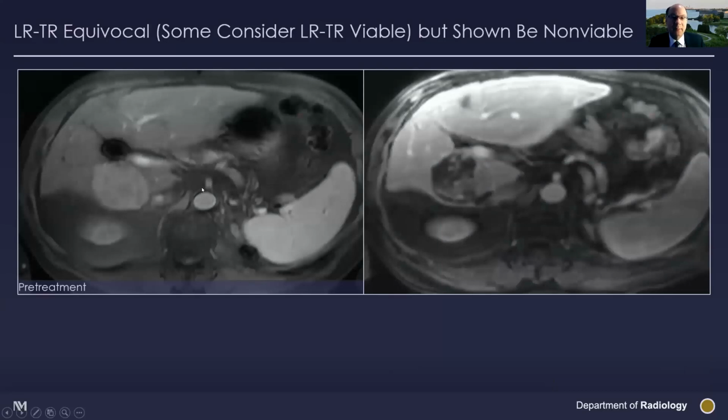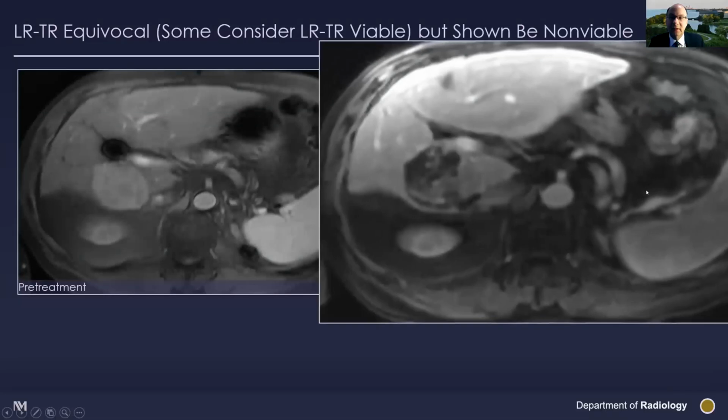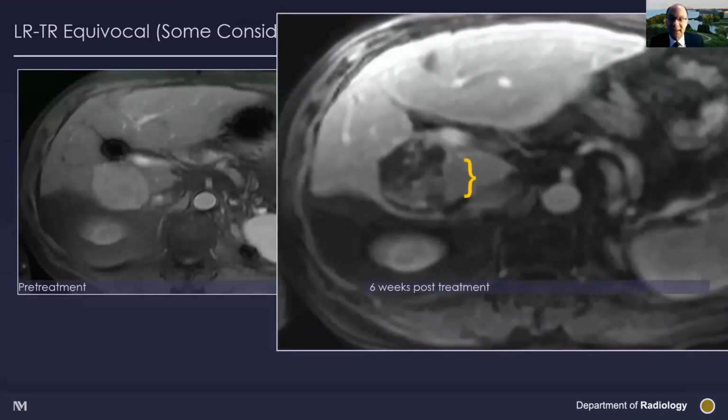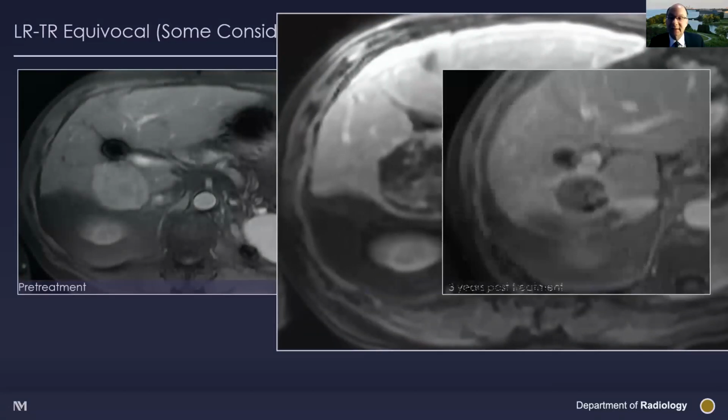Here's an example, hypervascular lesion. Clearly see that there's a nodule enhancement. But what's interesting, this was not retreated. This is 6 weeks later. This is 3 years later. So you can clearly see that nodule of enhancement that you might have worried about is clearly not tumor.